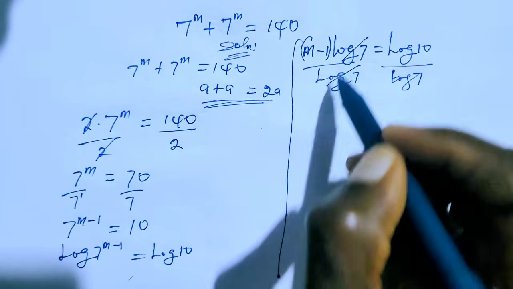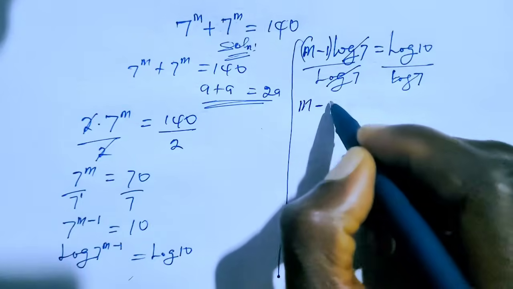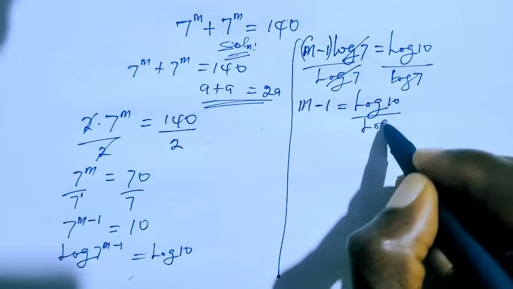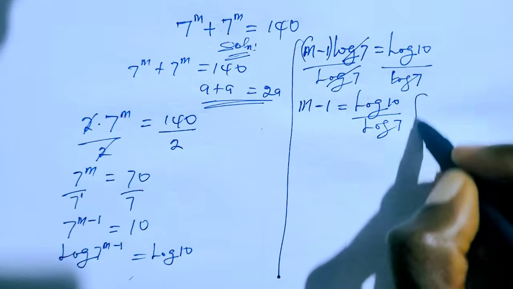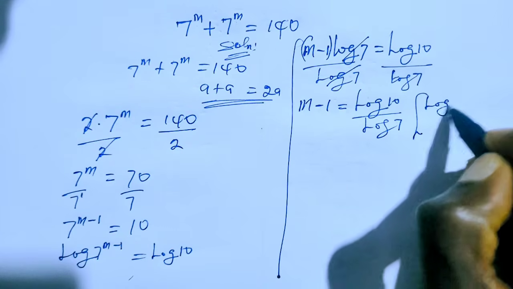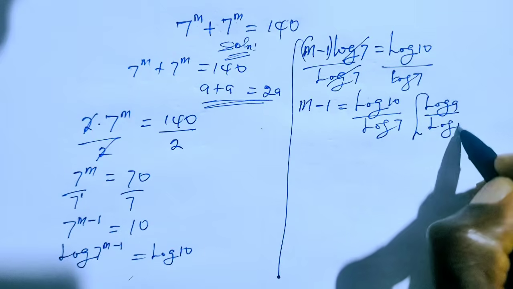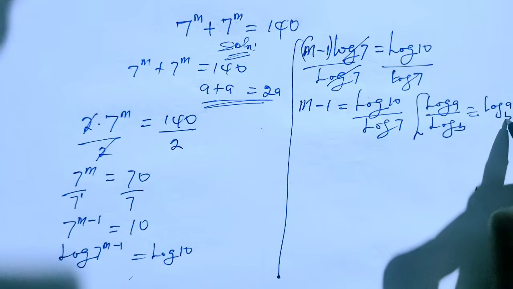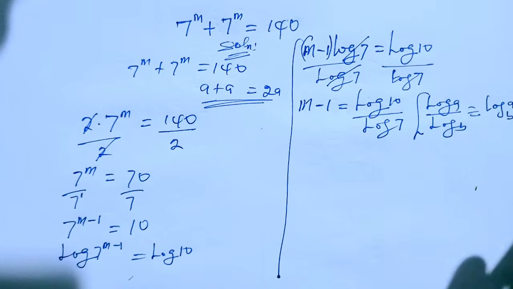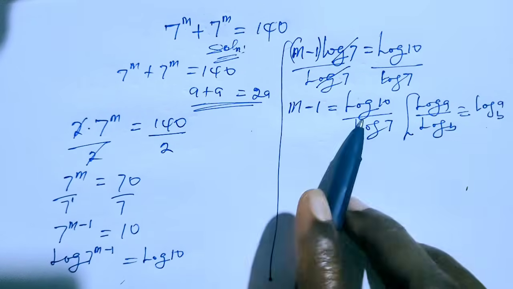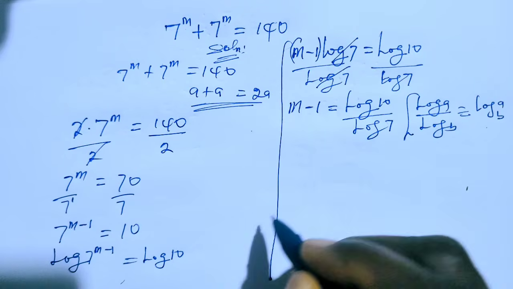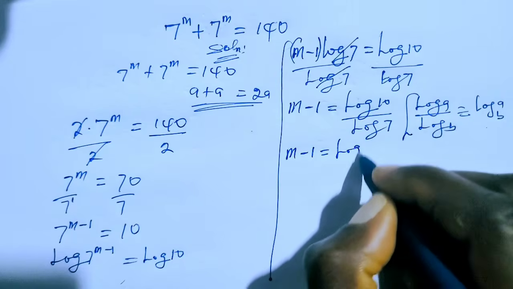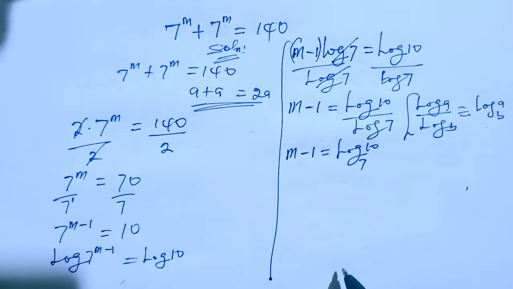Then log 7 cancels log 7, and we have m minus 1 equals log 10 divided by log 7. Recall that if we have log a divided by log b, this is equivalent to log a base b. We apply the very same principle here, and this equation is expressed as m minus 1 equals log 10 base 7.